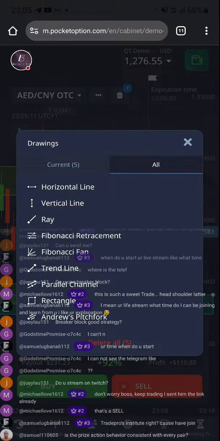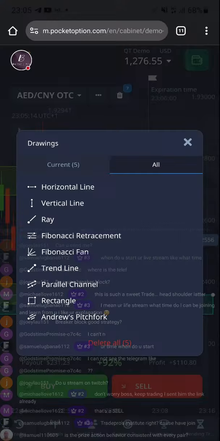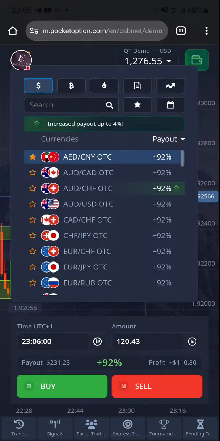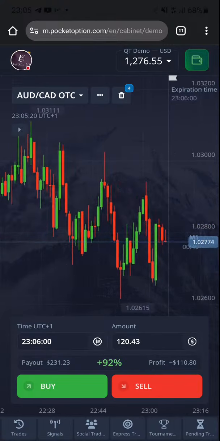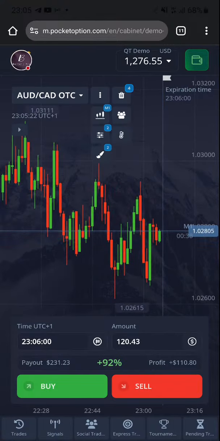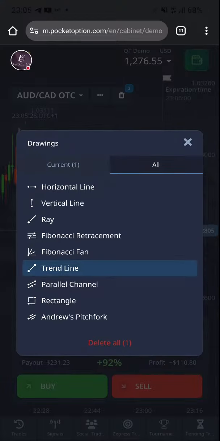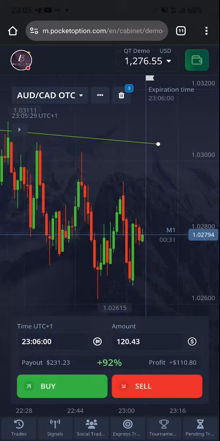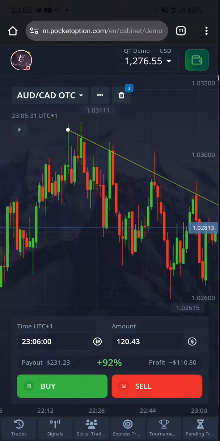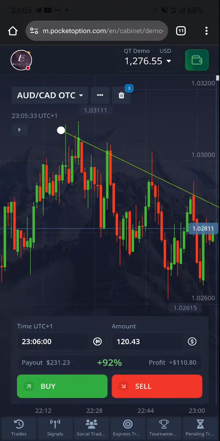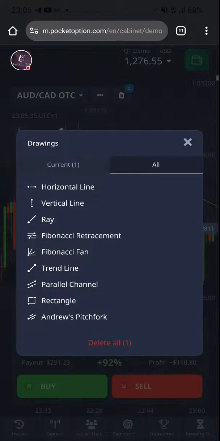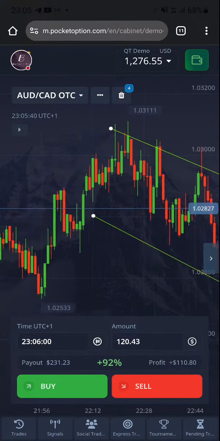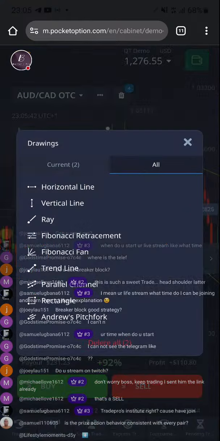Is the price action behavior consistent with every pair? No, it's not. Every pair has its own differences. Let's check other pairs. Okay, fine. We seem to have a lot of ranging markets here today, and I love ranging markets. Ranging markets are bread and butter, because you can easily detect the trend, and if price is about to break out, you can easily tell.